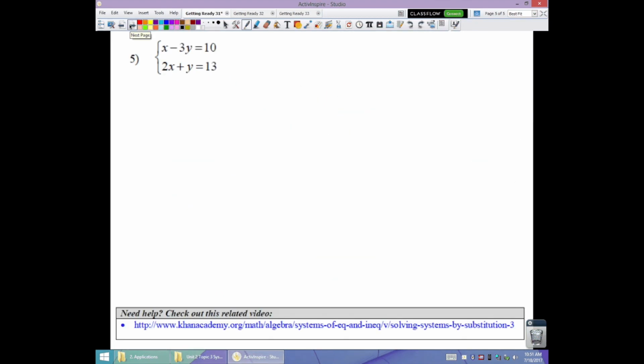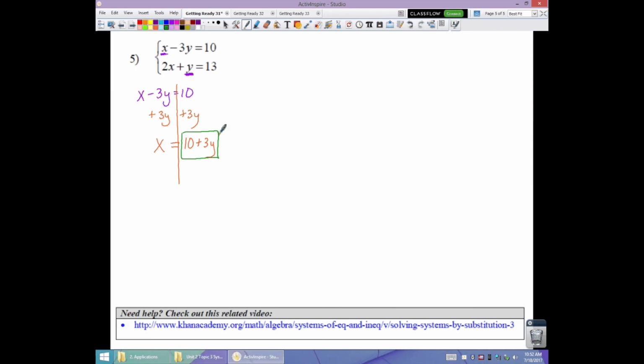And number 5. Once again, we get to do all the steps here because there is no variable that is already isolated. Good choices would be this first x or this second y, since they have coefficients of 1. I am going to use that top equation, x minus 3y equals 10, and I am going to isolate the x. So in order to do that, I need to add 3y to both sides. So that gives me x is equal to 10 plus 3y, or 3y plus 10. And that is what I will box.